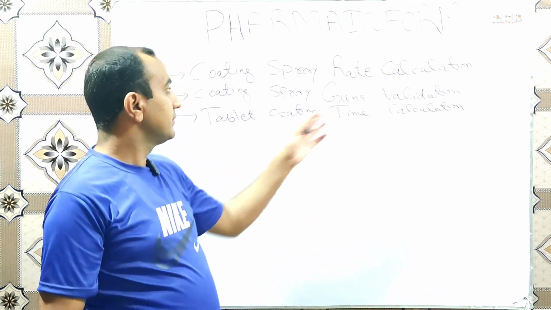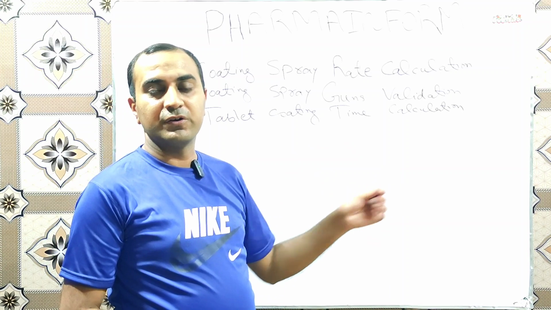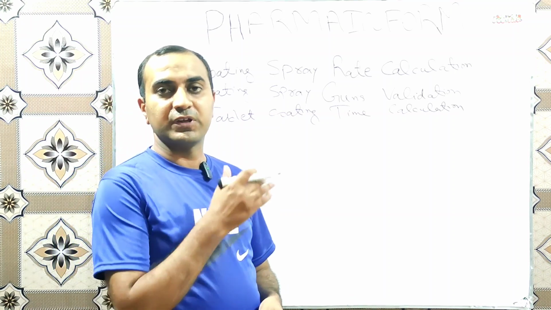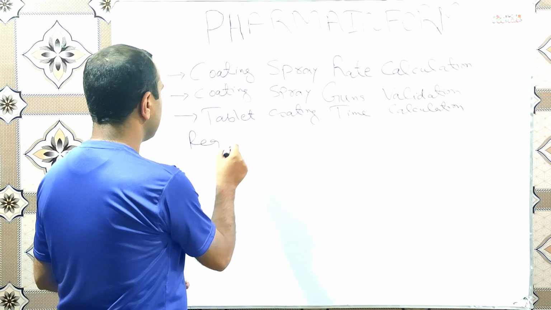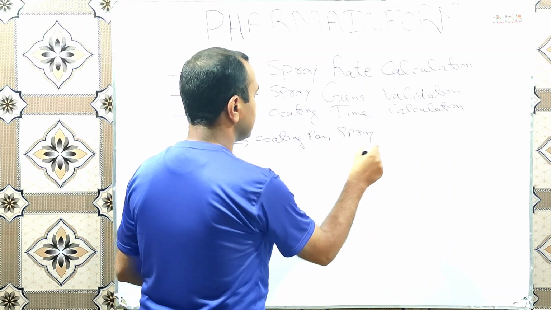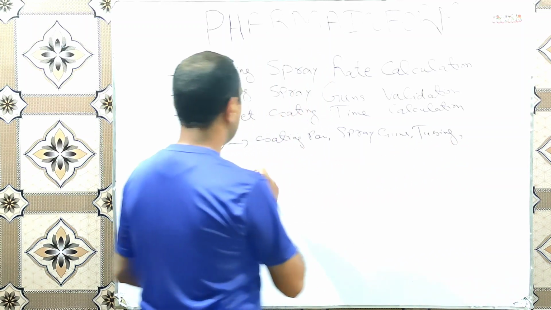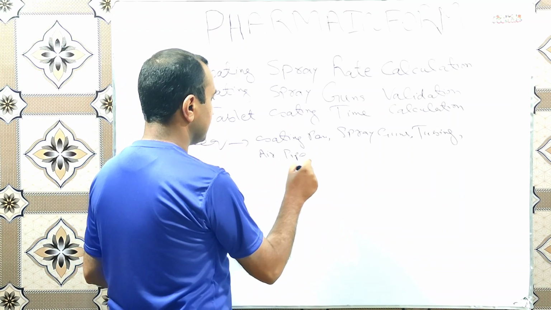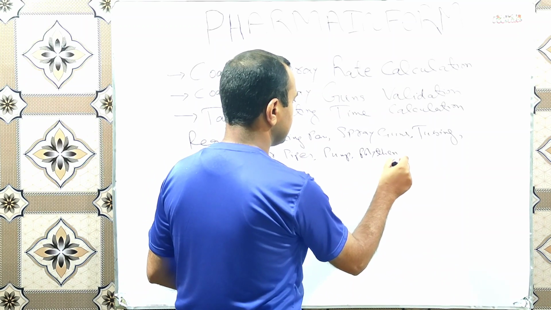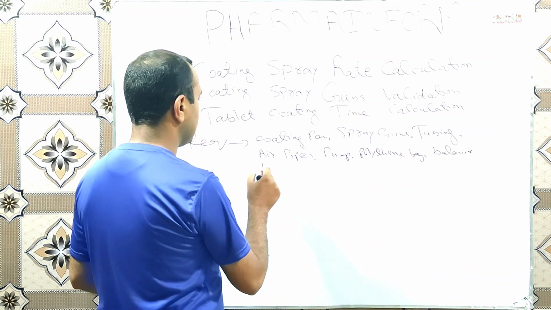For calculation of spray rate, for the gun validation, and for determination of coating time for a specific quantity of solution for the batch size, the requirements are: coating pan, spray guns, tubing, silicone tubing, air pipes, peristaltic pump, polythene bags, weighing balance, and tie clips.